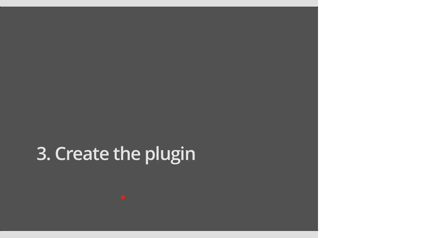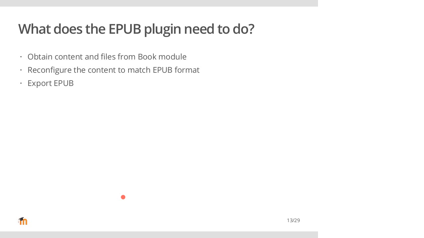So the next step really was to actually get off the fence, stop, inverted commas, researching the topic, and get on and try and do something in code. Broadly speaking, the EPUB plugin only needs to do three things. It needs to get the content and any files from that particular book that I'm looking at. It needs to reconfigure it slightly so that it conforms with the EPUB standards and format. And the last thing it needs to do, obviously, is export that EPUB.